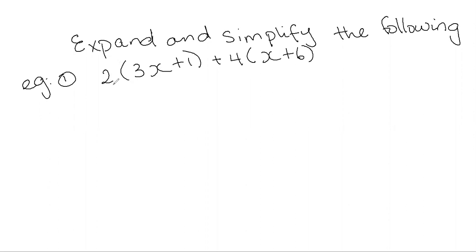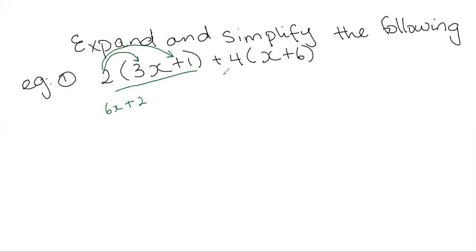So this question reads 2, and we have in brackets 3x plus 1, close brackets, plus 4 by x plus 6. So like the other examples we did, first thing we're going to do is expand the brackets, right? So I'm going to start by expanding this bracket here. So like we did last class, it will be 2 multiplied by 3x. 2 times 3x will give me 6x. And then take the 2 and multiply by the 1. 2 by 1 is 2.